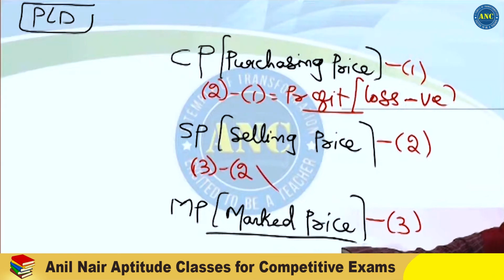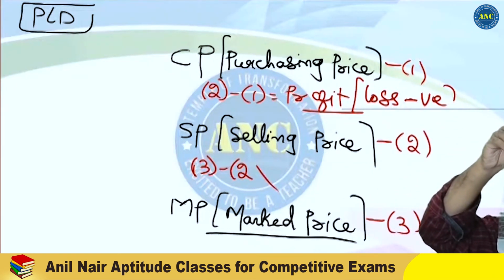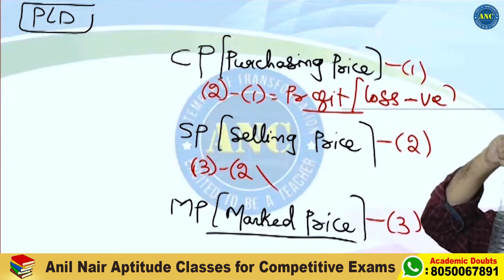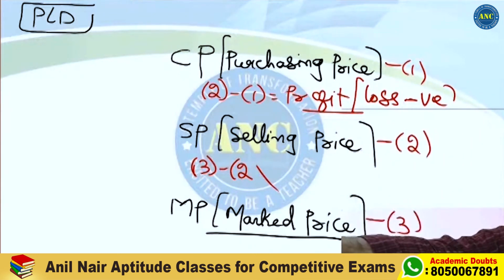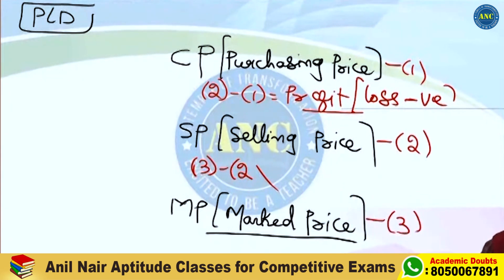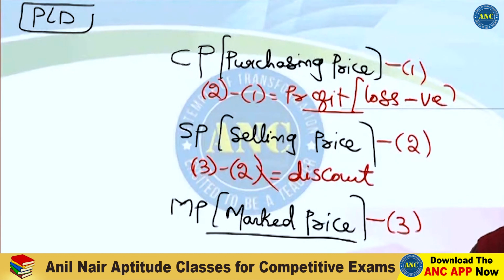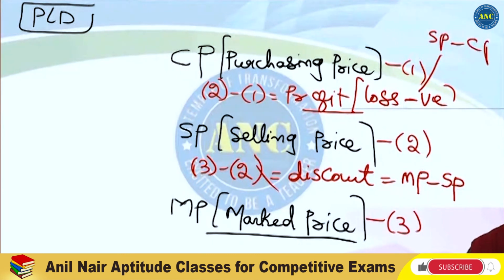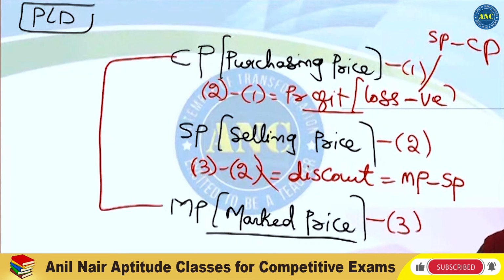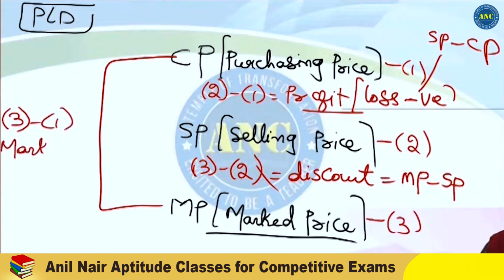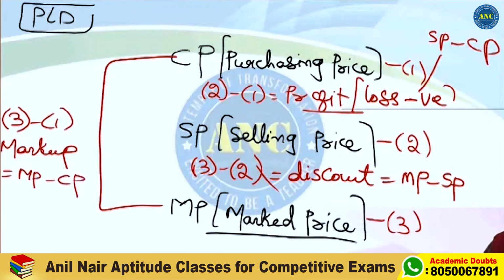Suppose the price marked on this bottle is 20 rupees. My friend came. It is marked 20 rupees. I sold it for 15 rupees. Discount I gave is 5 rupees. This is nothing but discount, which is market price minus selling price. Profit is SP minus CP. If I take 3 with 1, 3 minus 1 is nothing but markup. Markup is market price minus cost price.